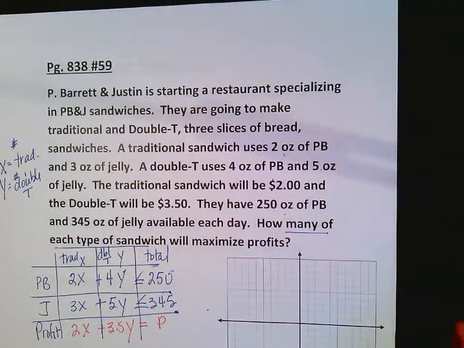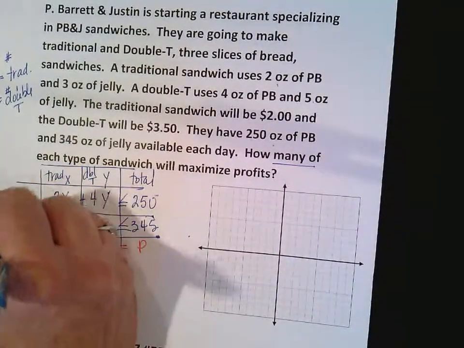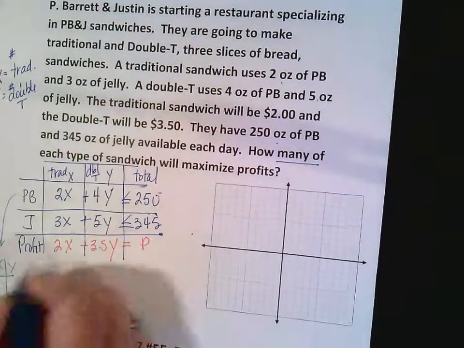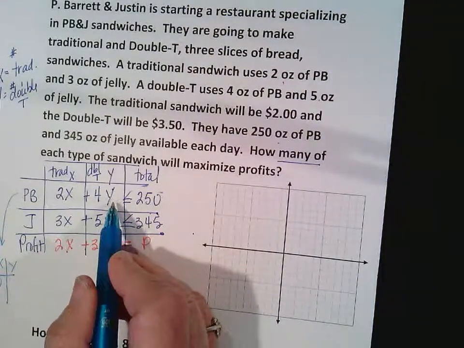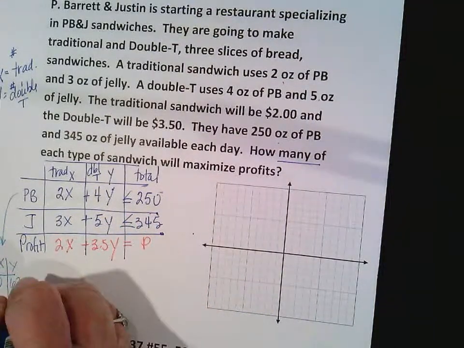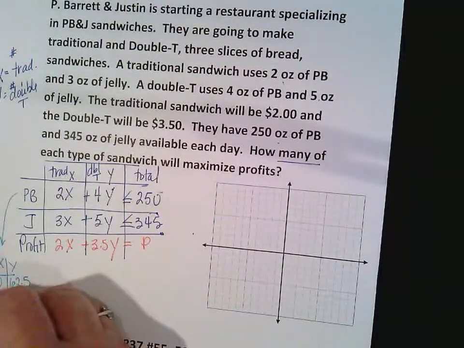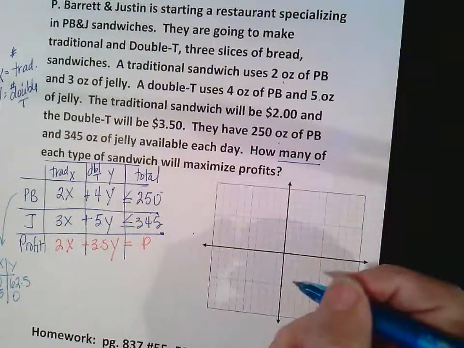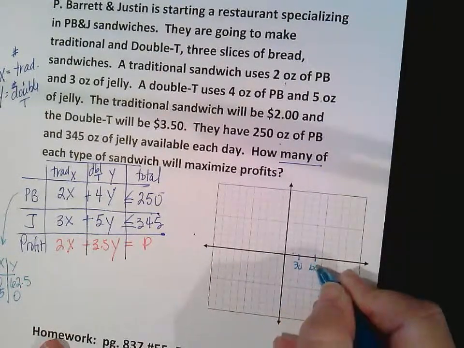So we're going to graph each of these. I'm going to start with the first constraint, which is on peanut butter. So I'm going to do an X and Y table on peanut butter. If my X is 0, I'm going to take 250 divided by 4. That's 62.5 for my Y. If I plug in 0 for Y, I'm going to get 125 for my X. So I'm going to have to change my scale again. I think on this one I'm going to go every 15. So this is 30, 60, so this is going to be by 15s.